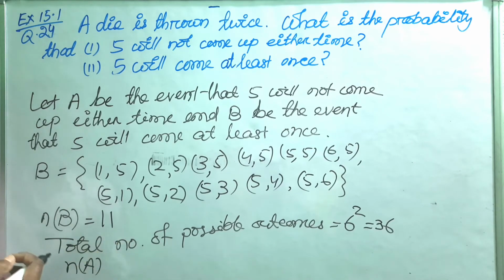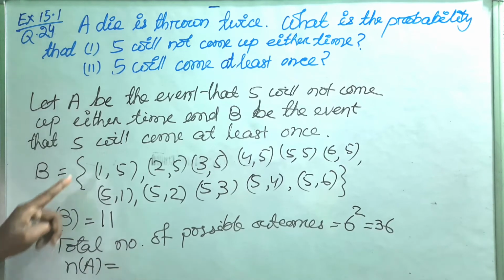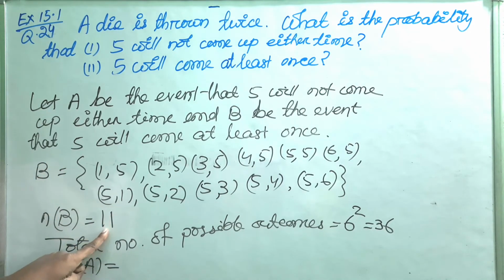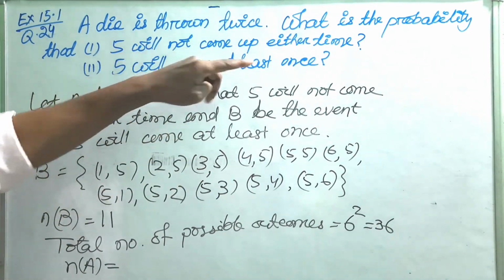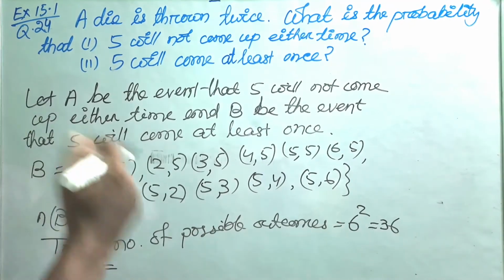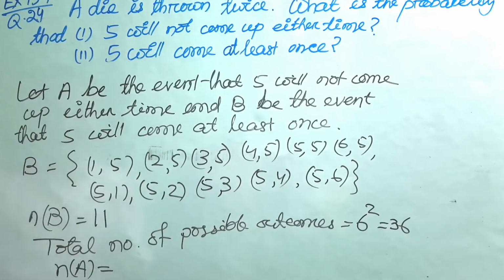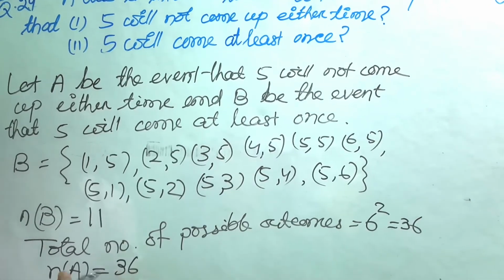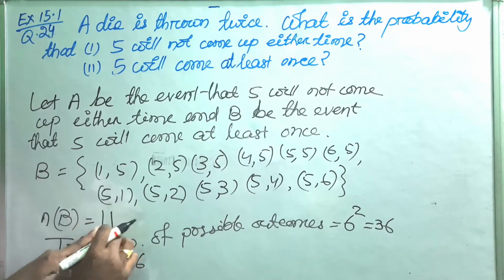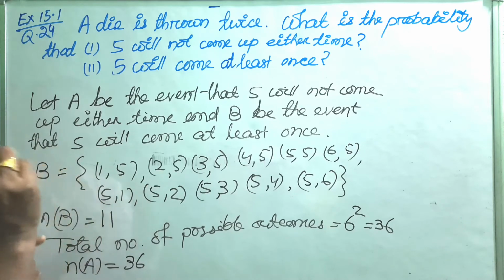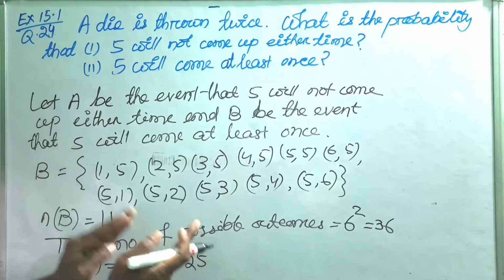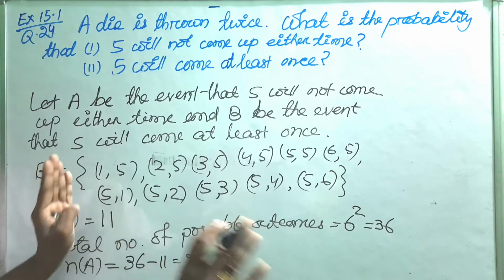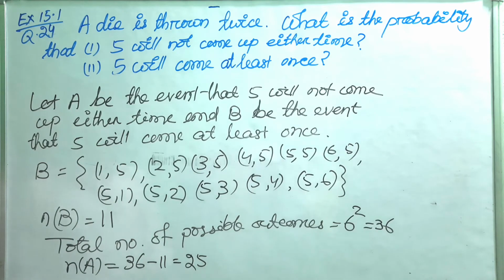Now what will be the number of outcomes in the event A? In the event B there are a total of 11 outcomes in which 5 appears, but our question is that 5 will not come up. That means 5 does not appear in any of the outcomes. So the total is 36, out of which 11 cases are there in which 5 appears. If you subtract this, you will get 25. So this is the total number of outcomes in which 5 does not appear.